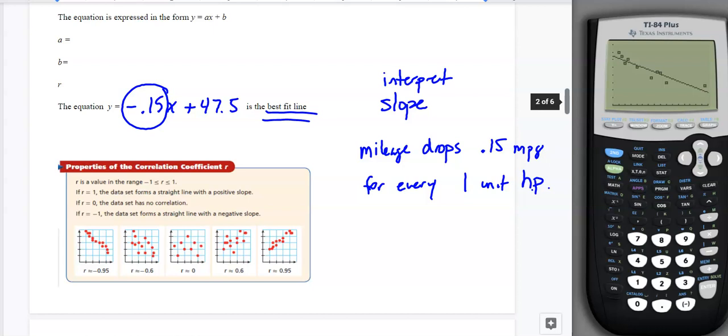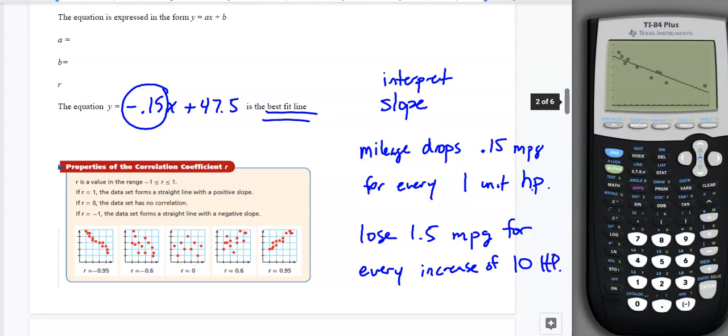So if we multiplied that by 10, basically you lose 1.5 miles per gallon for every increase of 10 horsepower. So the more horsepower your car has in general, the less the gas mileage is going to be. So that would be an interpretation of what that slope represents.